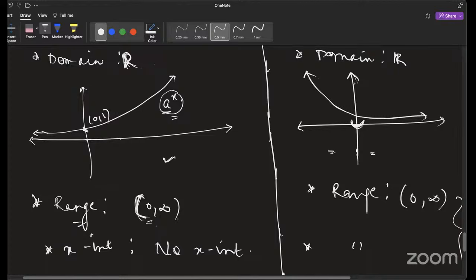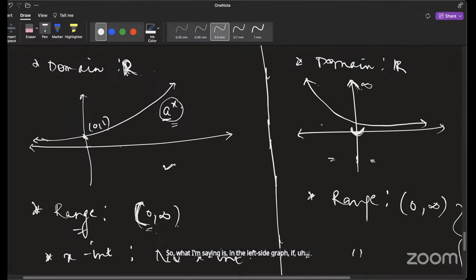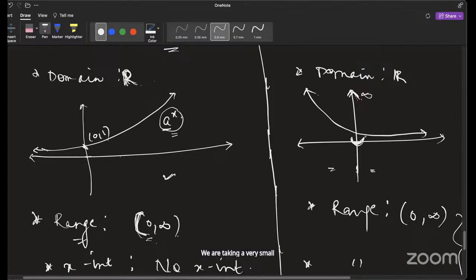Ma'am, it starts from here and goes till infinity. Yes. So what I'm saying is, in the left side graph, if we are taking a very small x, then it will just approach 0. I mean, it will never touch 0. Yeah, it's never going to touch 0. That's what never touches 0. Yes, ma'am. That's the concept of limit, right, ma'am? Yeah. Okay.